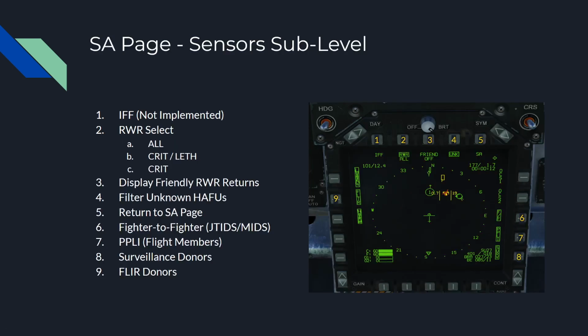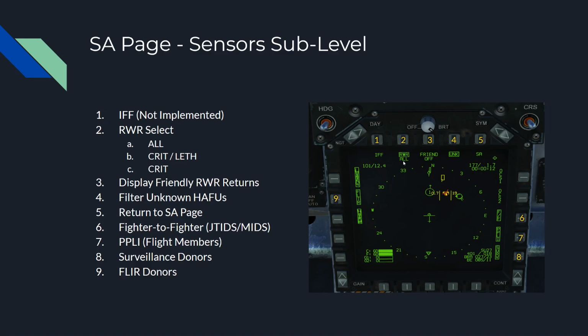So, your sensor sublevel that I was going to get to. The IFF button, I don't know why I even labeled it. It's currently not really implemented fully. You can press through that thing and it's not going to do much. At some point, it'll allow you to filter, say, friendlies only or hostiles only, and it will only display that symbology here on the SA page. But we don't have that yet, so we can just keep dreaming and wanting and whining about it.